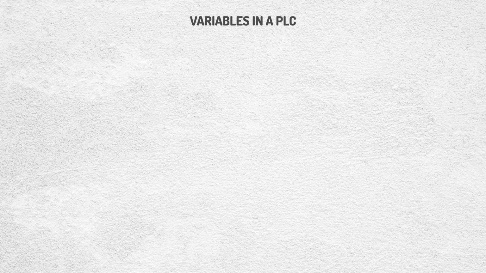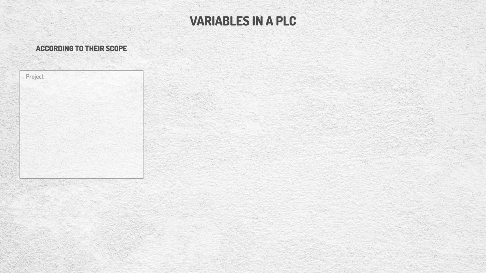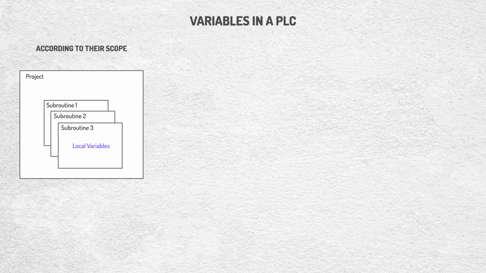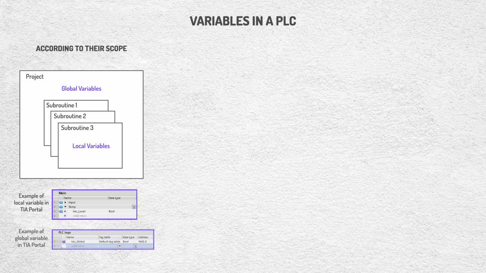Variables can be classified in different ways. According to their scope, there are local variables that only work within a program block and are useful for temporary calculations or values that do not need to be shared. There are also global variables that can be used in any block of the project, very useful when the same data must be available in different parts of the program, although they should be used carefully to avoid confusion.